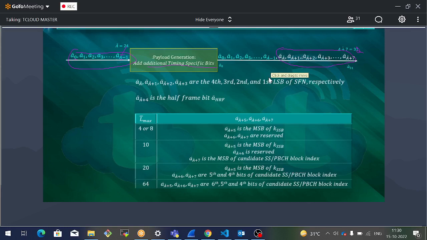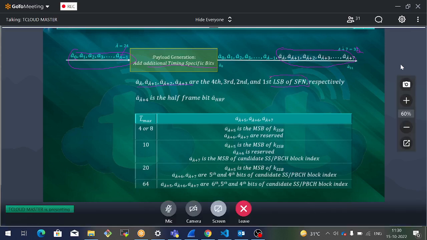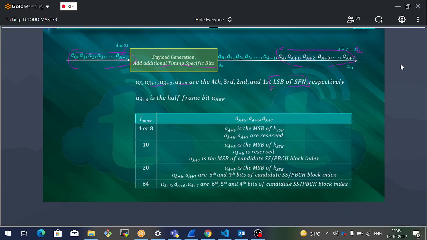Okay. What will be present in these 8 bits that are being added in the physical layer? In that, the first 4 bits out of these 8 bits contain the least significant bits of SFN, system frame number. What is system frame number? You remember, in the time domain arrangements, we have divided the time into radio frames, where radio frame size is 10 milliseconds. And every radio frame has a number.